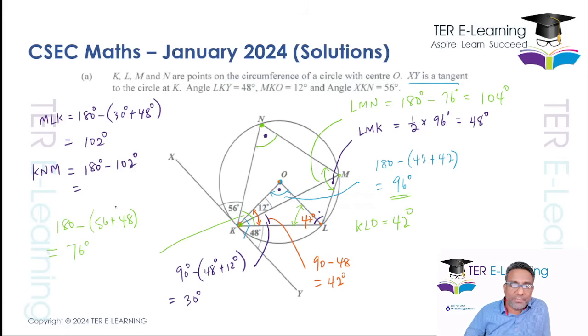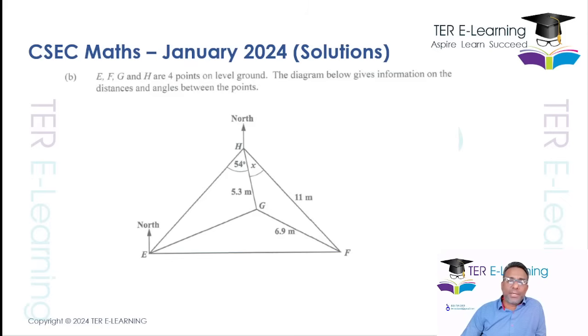And you're going to get 78 degrees, right? So hopefully those angles are correct. Hopefully, right? So that's part A, circle geometry. The next one here now, what do we have here?